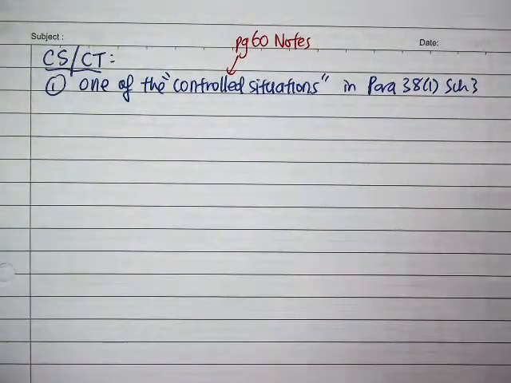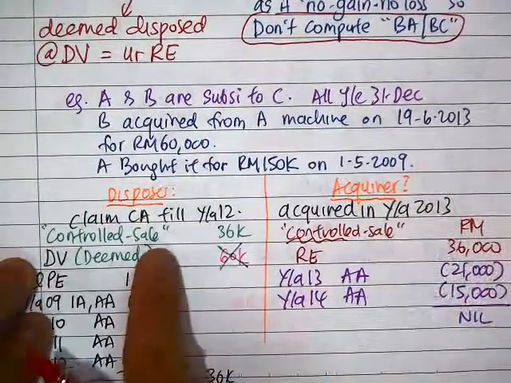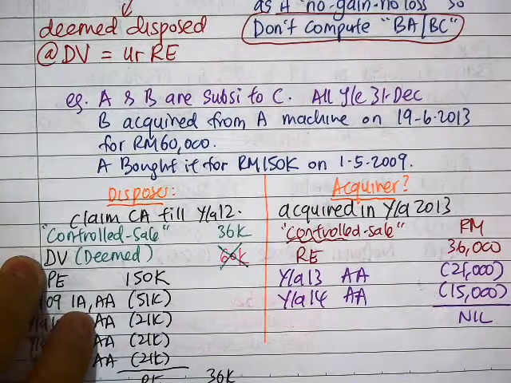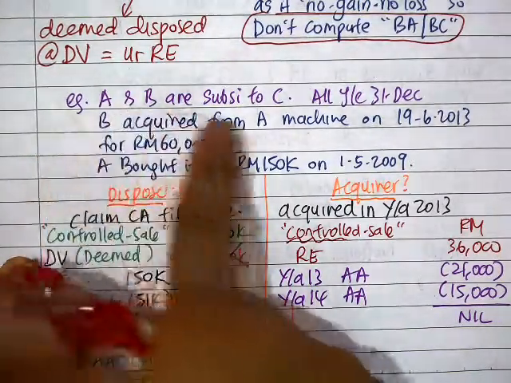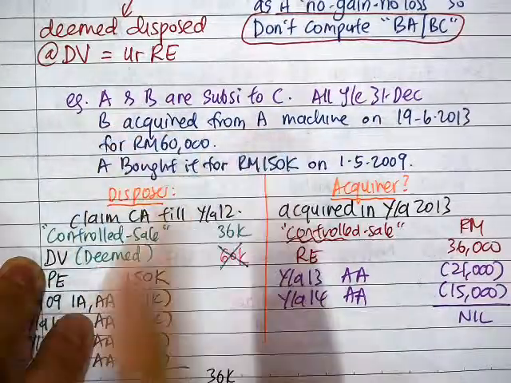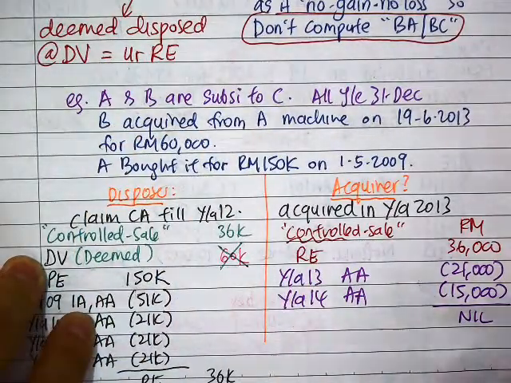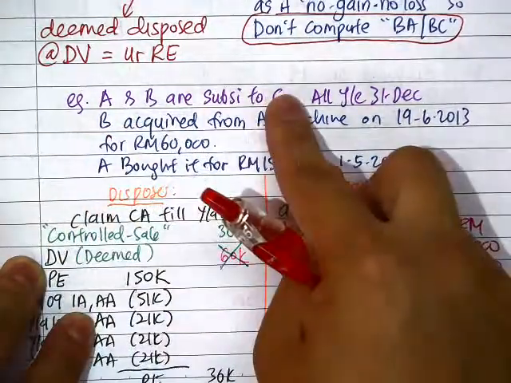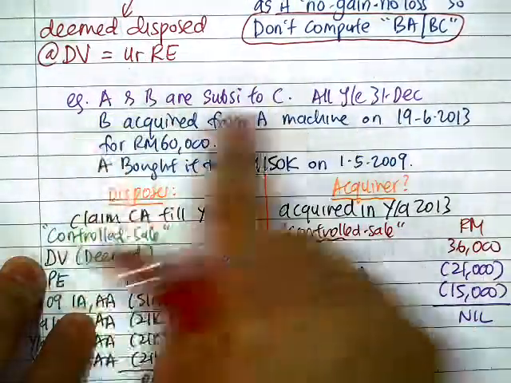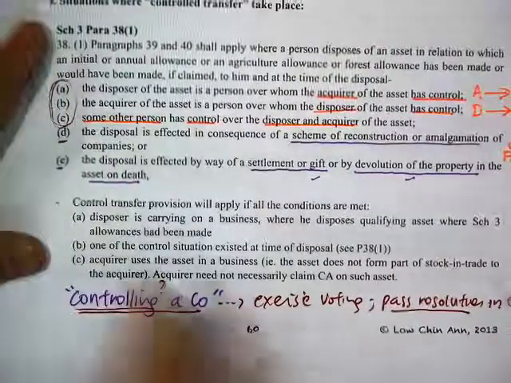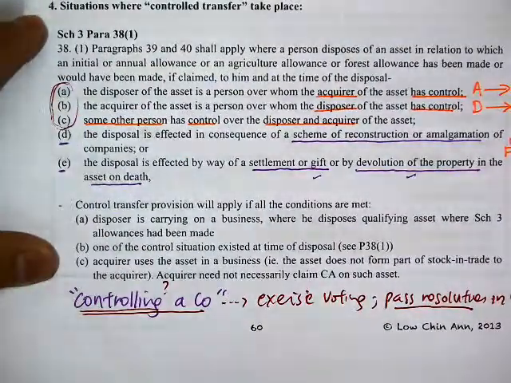See, like just now the example I gave you. I ask you, why do you say there's a control sale? They must tell me the control situation is such that both the acquirer and disposer are controlled by another person. Because these two are subsidiaries of C. So C controls A and B, you see. So that is the situation. So you must identify A or B or C. If not, your answer is wrong.